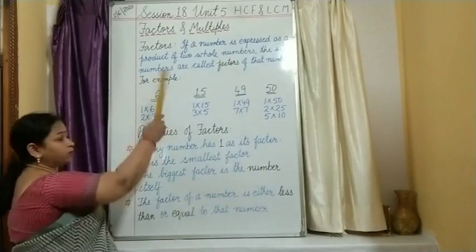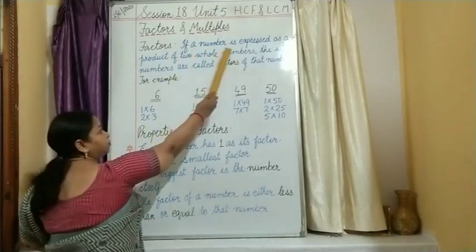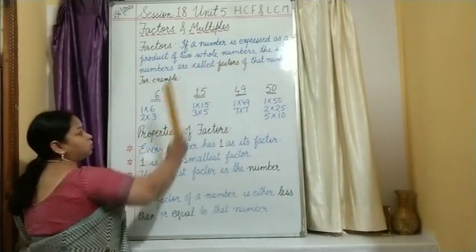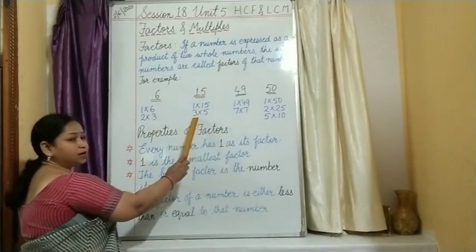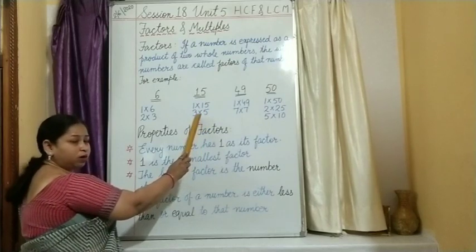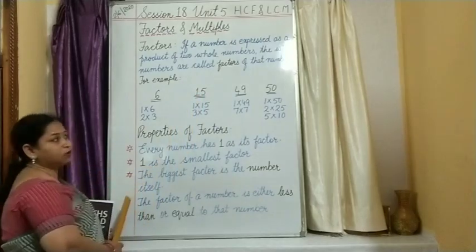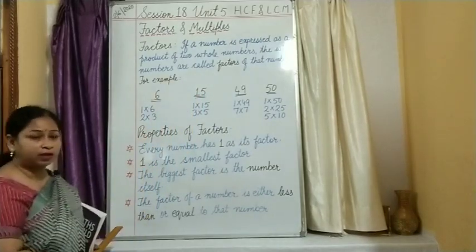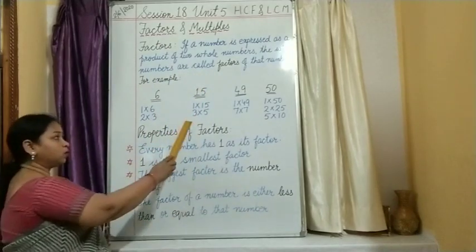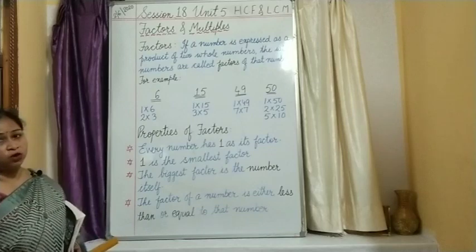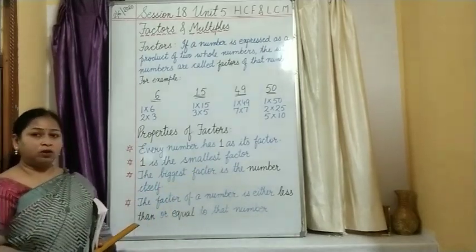Understood? Now the definition is clear to you all. Once again, let us read out the definition. If a number is expressed as a product of two whole numbers. So, this is a number 15. When you are multiplying 3 and 5, 3 is a whole number, 5 is a whole number. When you multiply these two, you get the answer 15. That's what the definition says. The whole numbers are called the factors of that number. Therefore, we call 3 and 5 the factors of 15, and the other examples as well, children. So, the definition is clear.